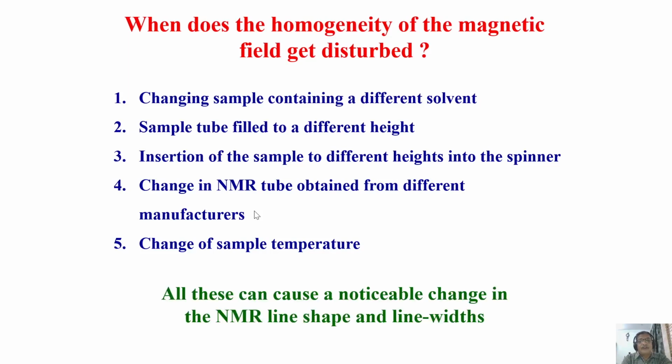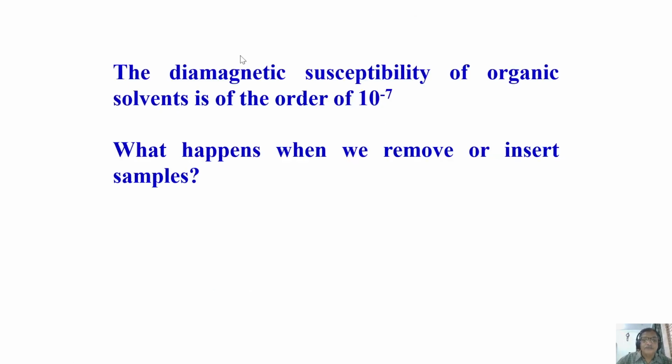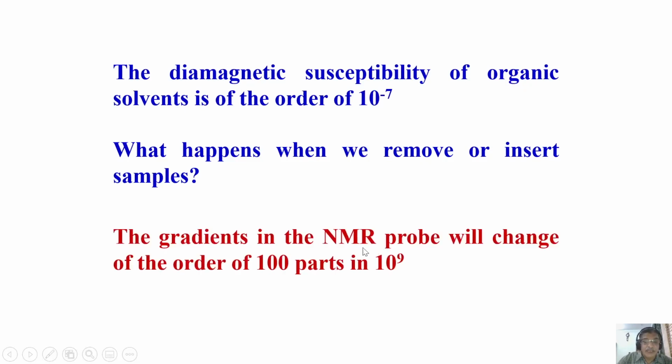So all these effects can give rise to a noticeable change in the line width and line shape. You have to take proper care, and every time you change a sample, you have to tune the homogeneity. That's the important point. Okay. And how much will it change if I change the organic solvent? The diamagnetic susceptibility of an organic solvent is of the order of 10 to the power of -7. So what happens when you change the solvent? It changes by nearly 100 parts in 10 to the power of 9. The gradients in the NMR probe will change of the order of 100 parts. As a consequence, field inhomogeneity will develop. We need to tune it.